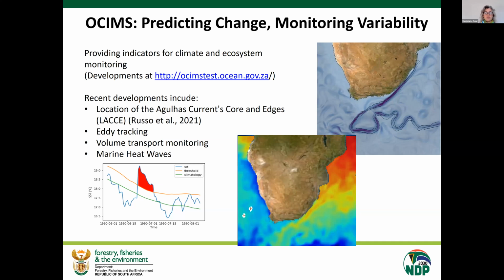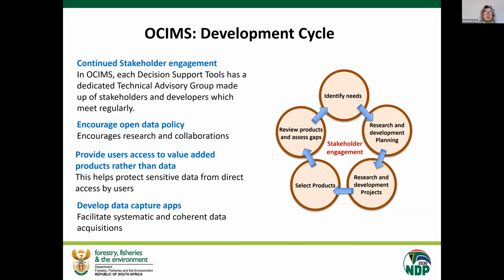So one of the things I think that OSIM has done quite well is to involve the users and the stakeholders in the development of the tool and the design. And this is done through technical advisory groups. So for each decision support tool, we establish a technical advisory group where the developers and the stakeholders can have discussions and report on how they use the tool, what the limitations of the tools are, what new developments are needed. And so the development of the tool is always done with this feedback mechanism to the user.